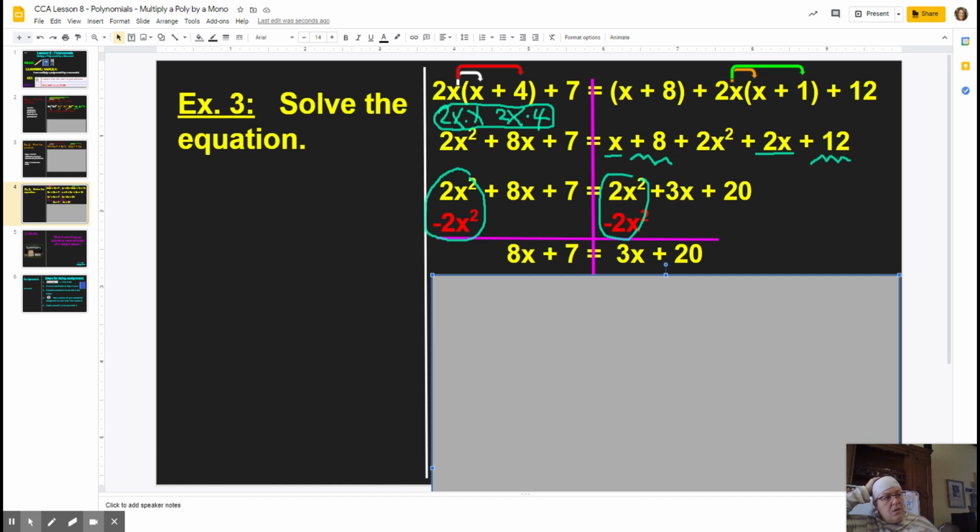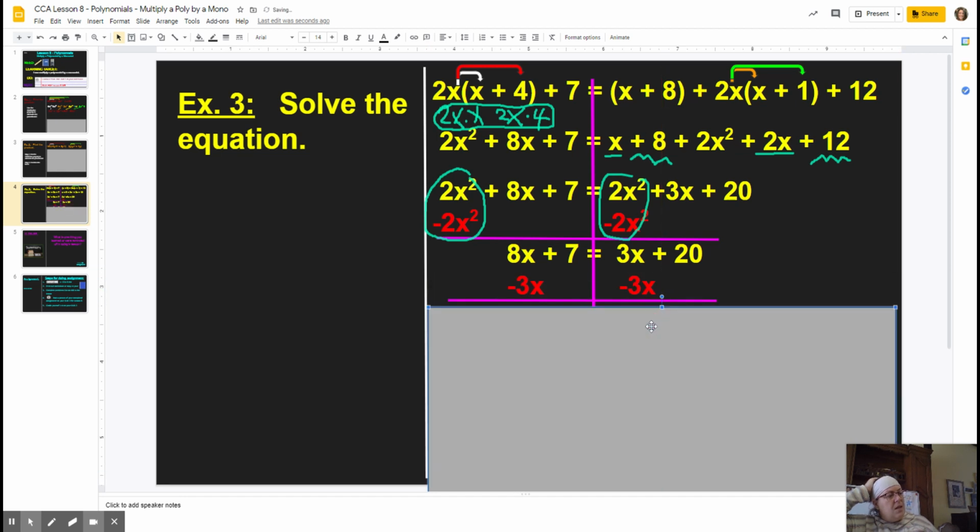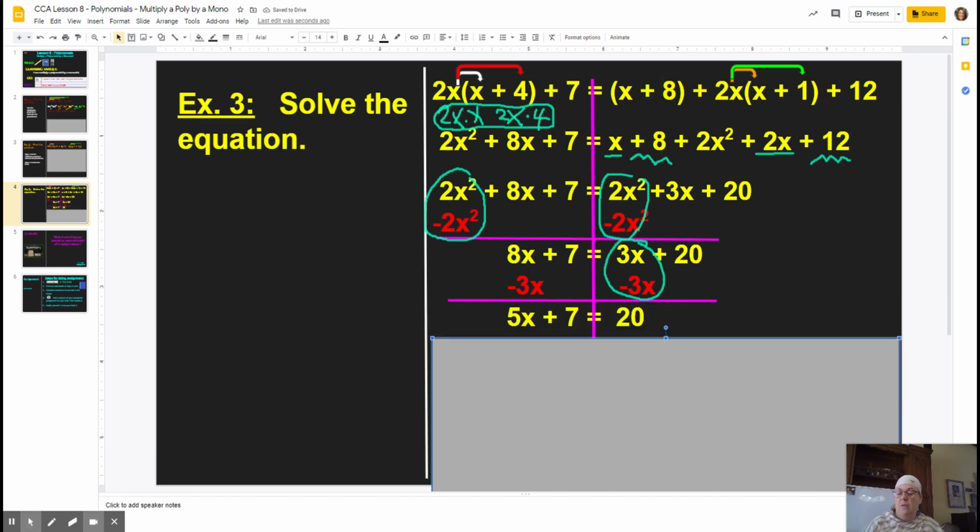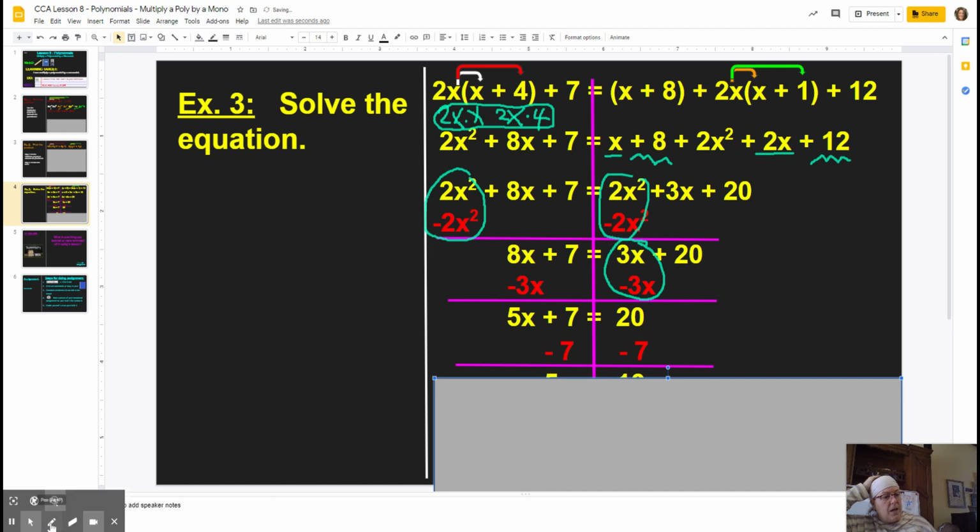And then again, the whole goal is to get all the x's on one side and the plain numbers on the other. So the next thing that I'm going to do is subtract 3x from both sides. Again, I do that because I'm always trying to make a zero pair to cancel something out. And then 8x minus 3x gives us the 5x. And so I've got 5x plus 7 is equal to 20. And then again, I need to move this 7 over here. So I need to make a zero pair again, and I'm going to subtract 7 from both sides.